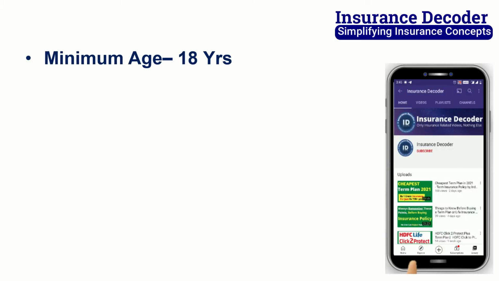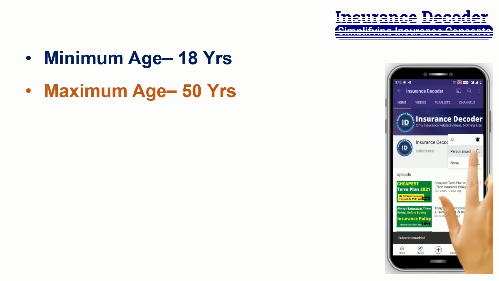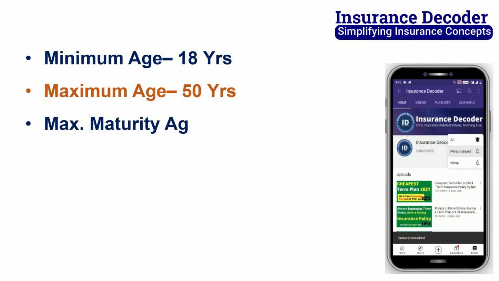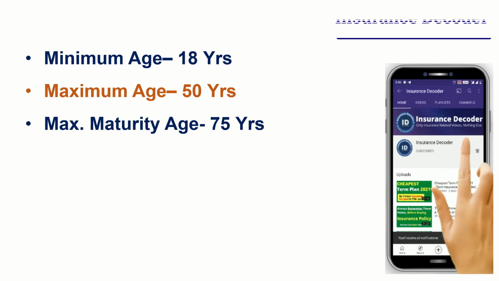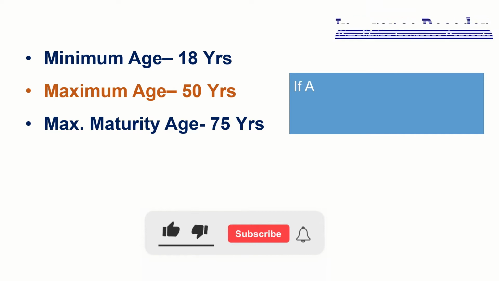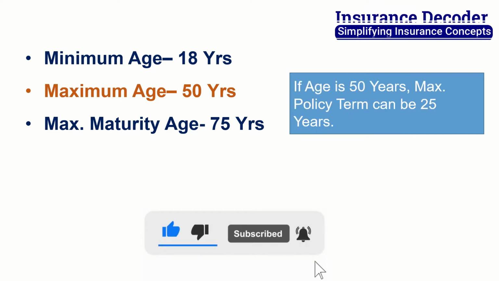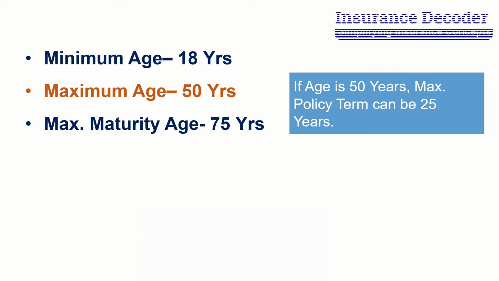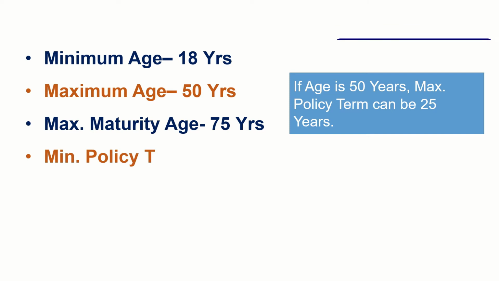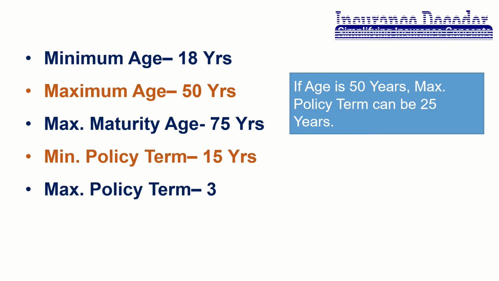The minimum age to take this plan is 18 years and the maximum age is 50 years. Maximum maturity age is 75 years. So your policy shall not exceed above 75 years. That means if your age is 50 years, you can take a maximum policy of 25 years. 50 plus 25, 75 years. And the minimum policy term is 15 years and the maximum policy term is 35 years.